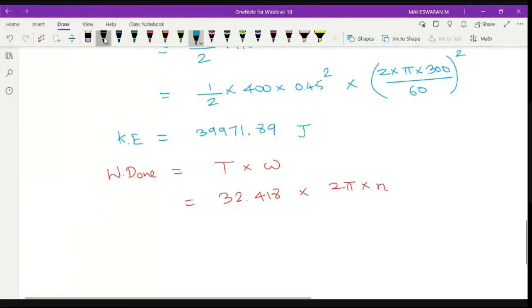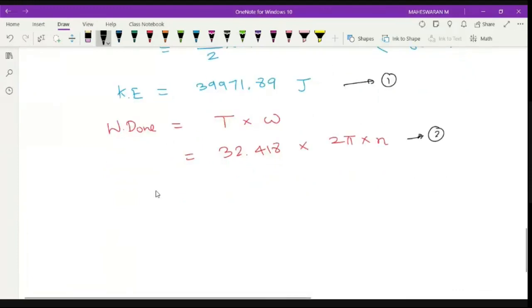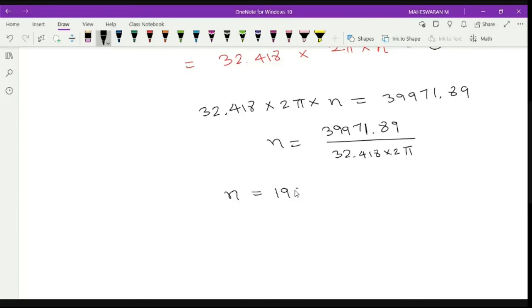So I'm relating this. Let me relate equation 1 and equation 2. I can write kinetic energy, both are the same in that case. So I can write it like this: 32.418 into 2 pi into n is equal to 39971.89. So what is your n? You are getting 196.24. So approximately 196 or 197.